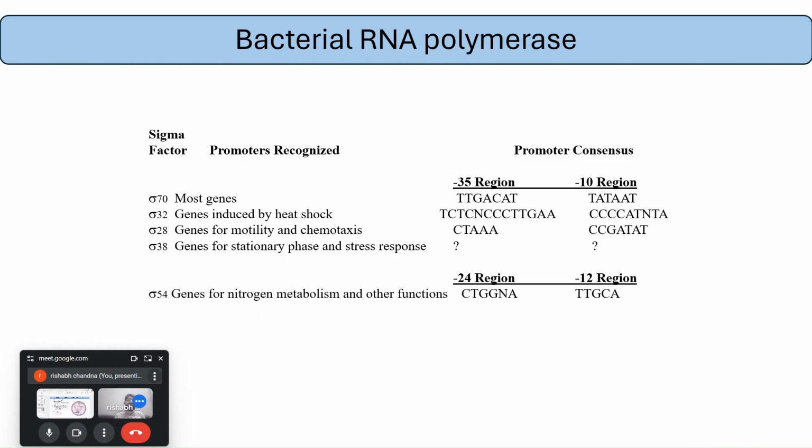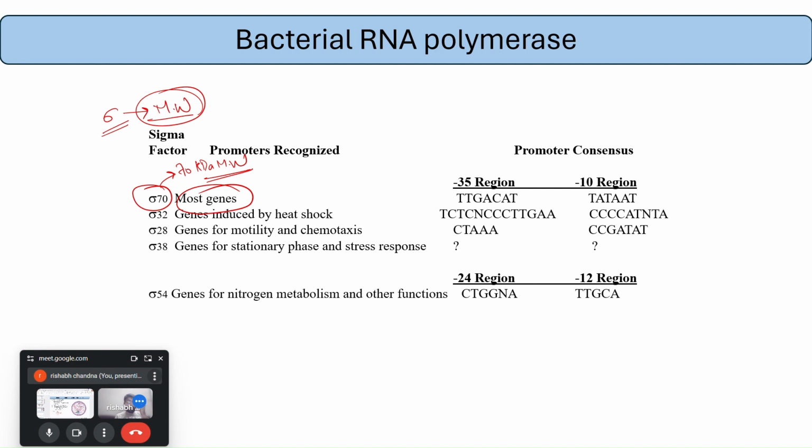So these are the sigma subunits that we were talking about. As I discussed, these sigmas are named on the basis of their molecular weight. So sigma 70 has a 70 kilodalton molecular weight, and it is involved in the recognition and transcription of most of the genes.